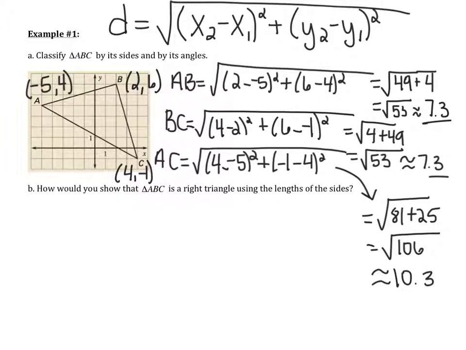So again, I see that I have two sides that are equal, so I would classify this as an isosceles triangle. So somewhere I'm going to write in here so you can actually see it, since I used up so much of my space, that this is an isosceles triangle. I put that in red so you can see it.